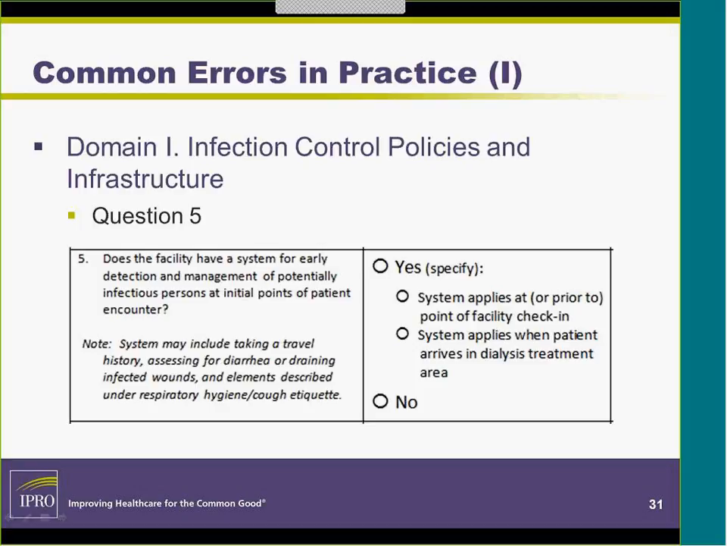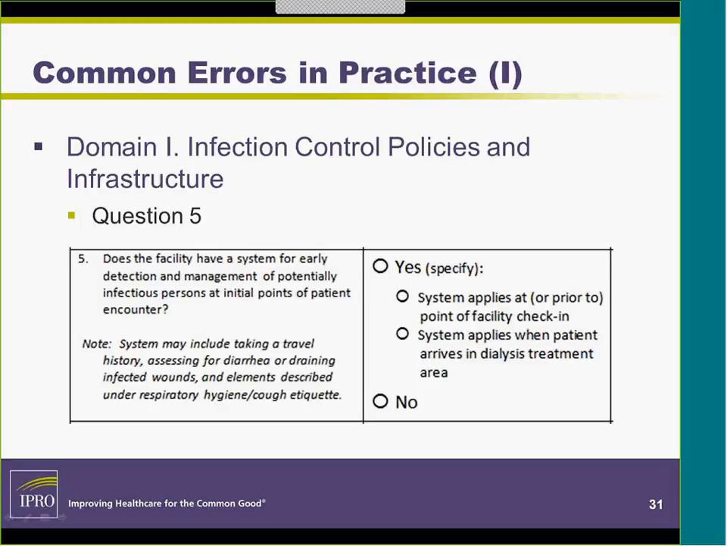While facilities are checking yes, and either the system applies at check-in or when the patient enters the treatment area, in practice, I have not seen this occurring at all. I saw it in place at one facility, where patients entering the treatment floor were screened, asked how they were feeling and whether they had any respiratory signs or symptoms. And that really wasn't consistent. I only saw it with a couple other patients throughout the day, but that was really the only time I saw any system in place.